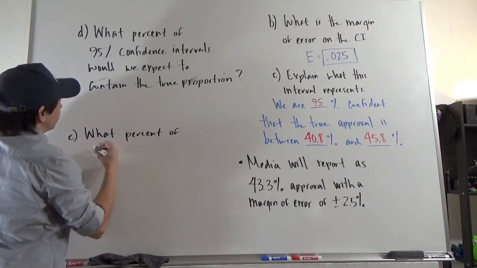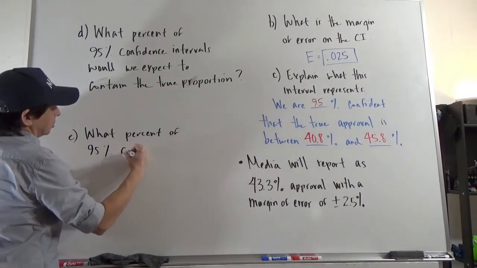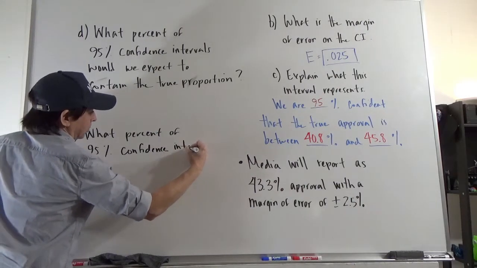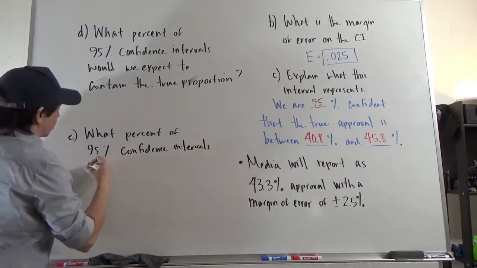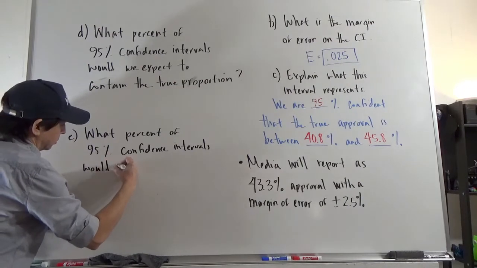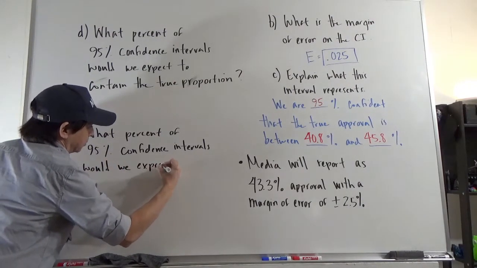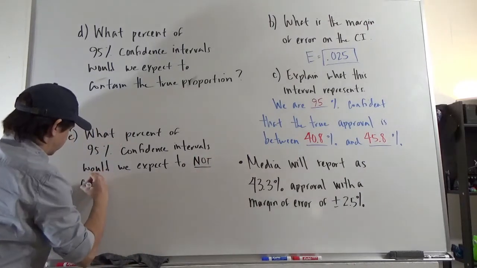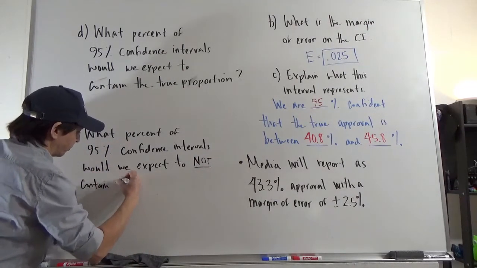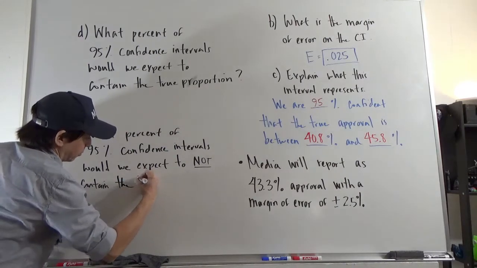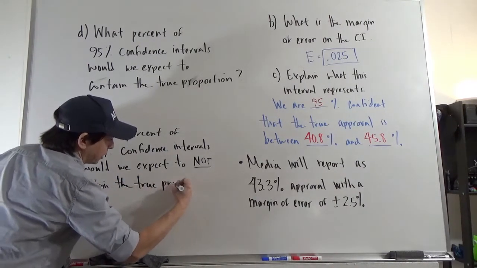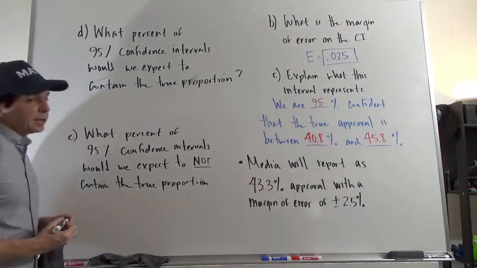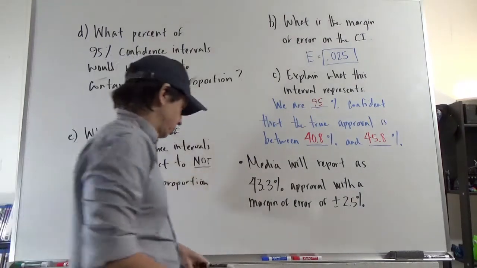What percent of 95% CIs would we expect to not contain the true proportion? And this doesn't only apply to the last problem, this particular CI that we've been dealing with. This applies to any 95% confidence interval. So let's talk about this.